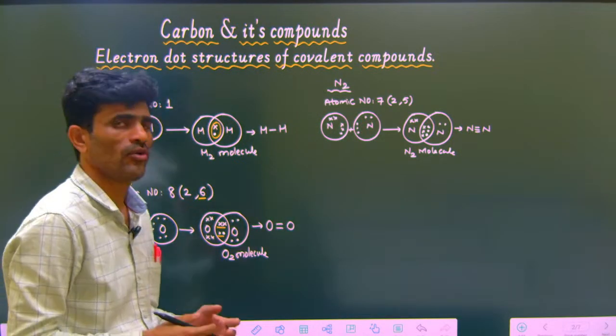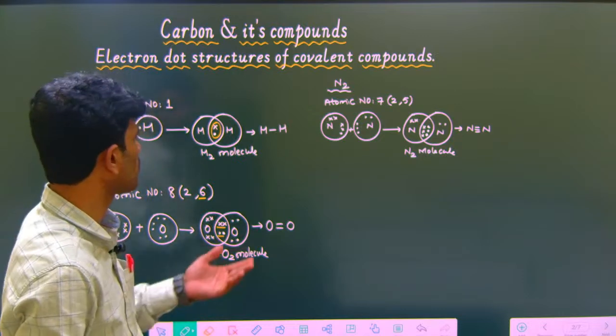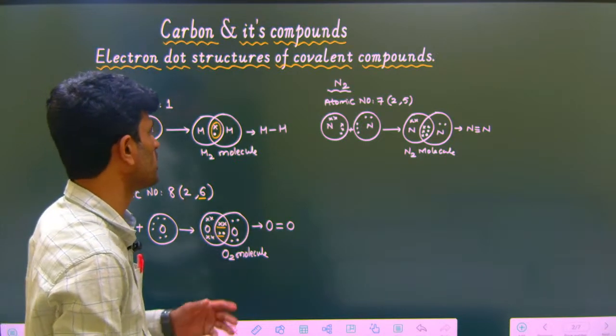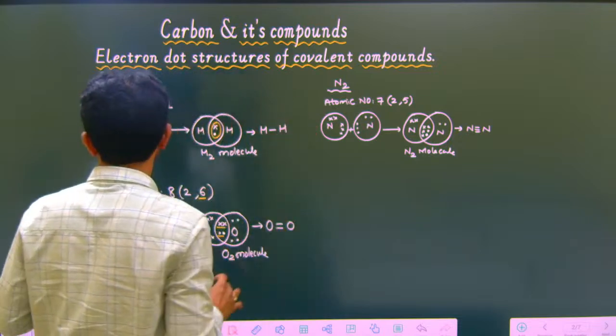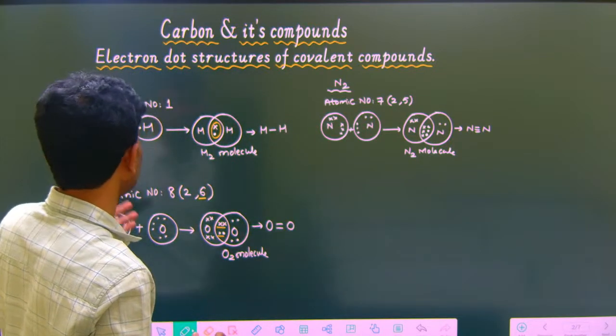So like this, one pair of electrons, two pairs of electrons, or three pairs of electrons can also be shared between one atom and another atom. Now these all are what? Same type of atoms are there in all these three examples.